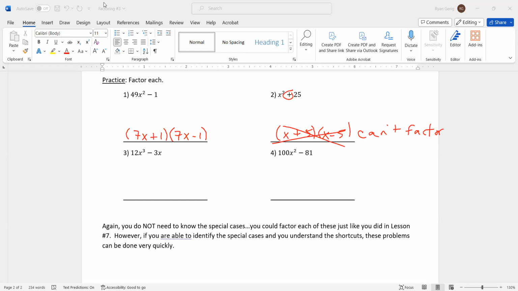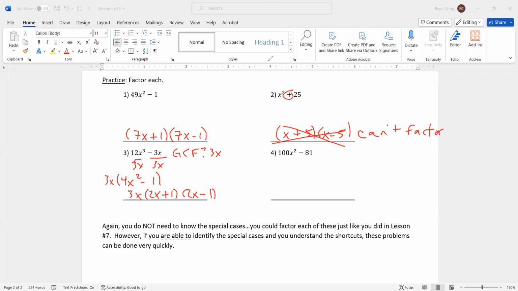All right. Number 3, those are not perfect squares, but I do have a GCF. Still have that in play here. The GCF on this one is 3x. So if I divide by 3x, I get 4x squared. 3x divided by 3x is -1. GCF goes in the front, and now I've got my special case. Square root of 4x squared is 2x. Square root of 1 is 1. Same numbers, different signs. Done.